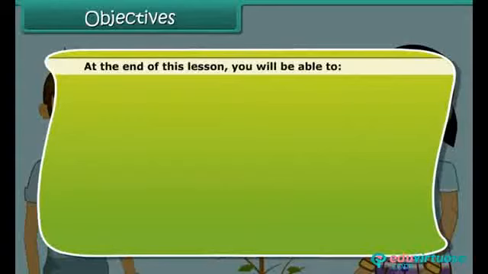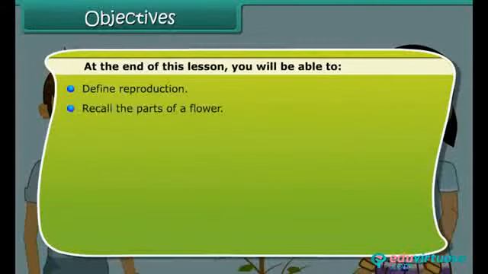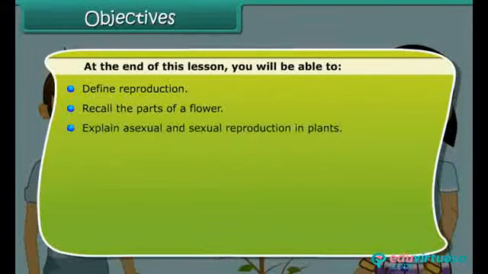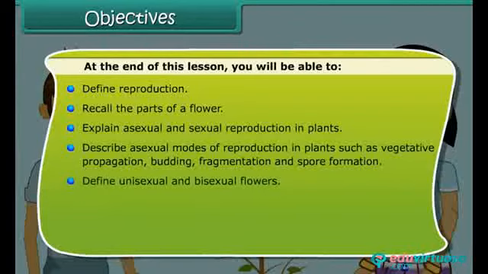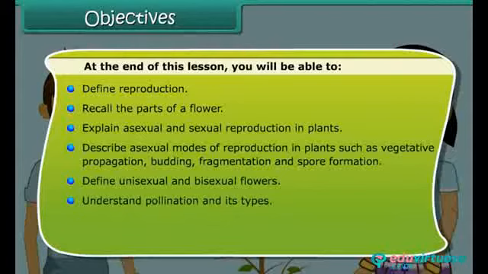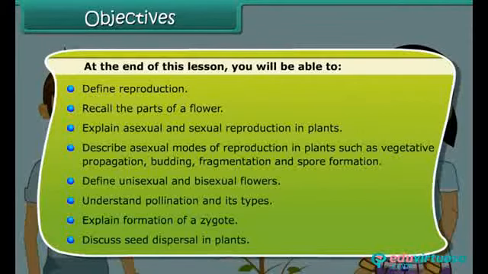At the end of this lesson, you'll be able to define reproduction, recall the parts of a flower, explain asexual and sexual reproduction in plants, describe asexual modes of reproduction in plants such as vegetative propagation, budding, fragmentation, and spore formation. Define unisexual and bisexual flowers. Understand pollination and its types. Explain formation of a zygote. Discuss seed dispersal in plants.